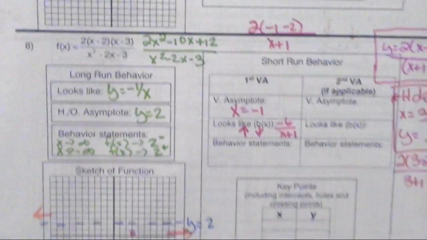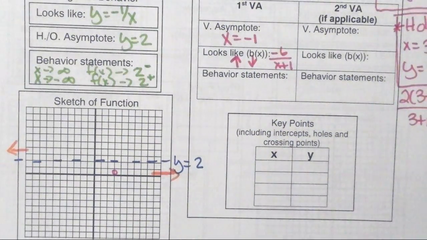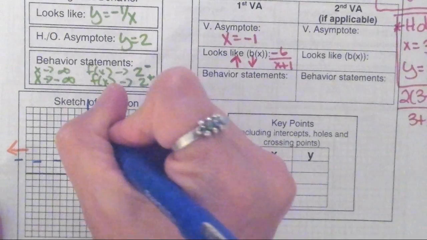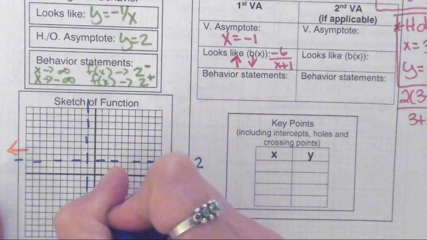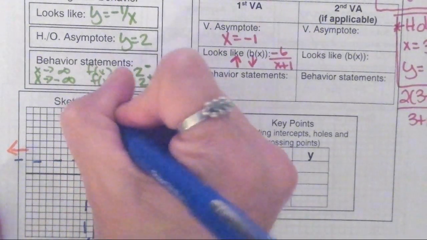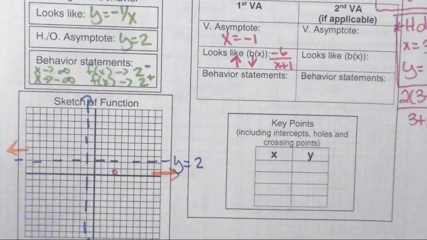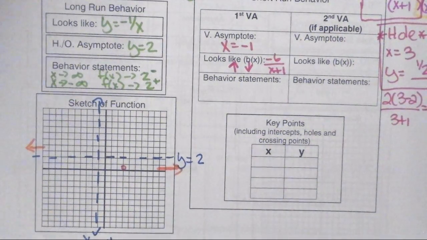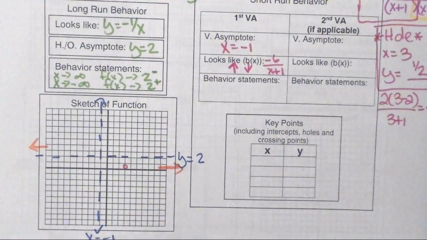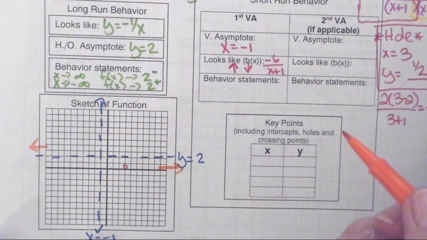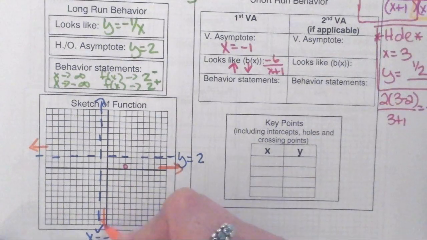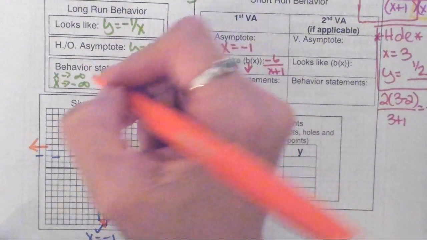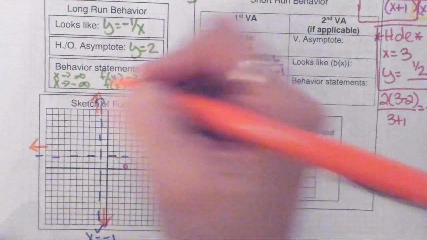Okay, so now I go to my picture, and I'm going to go make my line at x equals -1. And I'm going to remember that on the right side of this line, I'm going to go down. But on the left side of this line, I'm going to go up.